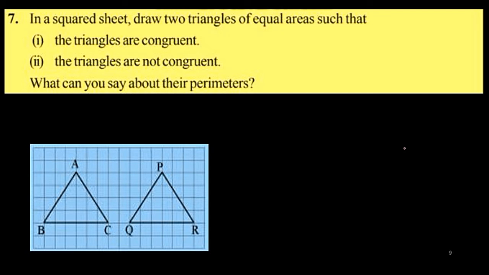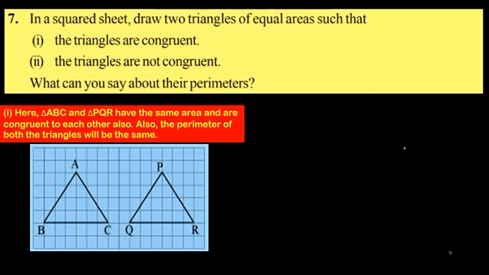Now, if the triangles are congruent, that means all the parts are congruent, all the sides are congruent, all the angles are also equal. So if I add all the equal sides, the perimeter will also be the same for the triangles.